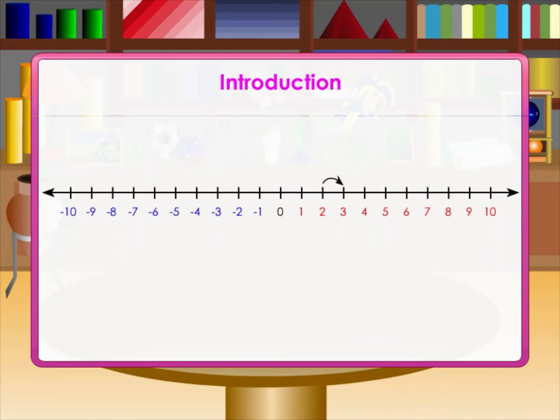If we move one number to the right side in a number line, then it's called the successor of the number. 3 is the successor of 2. If we move one number to the left side in a number line, then it's called the predecessor of the number. 1 is the predecessor of 2.